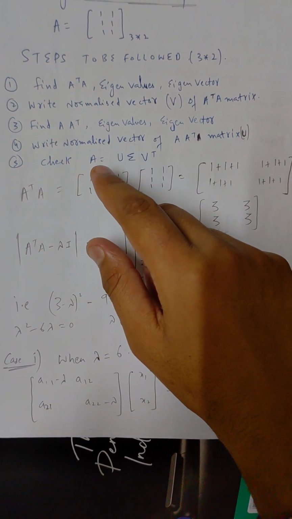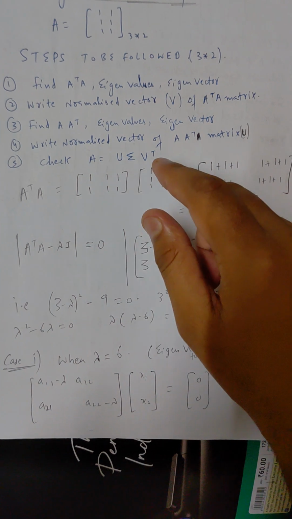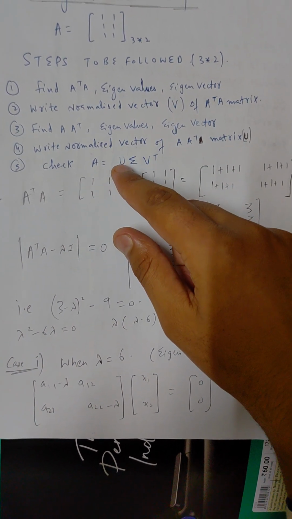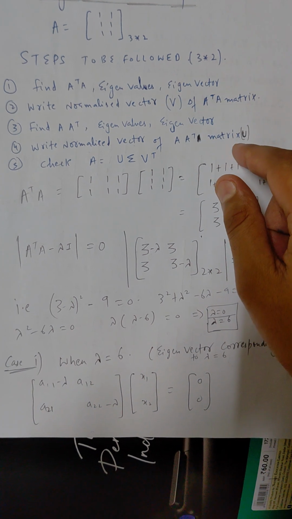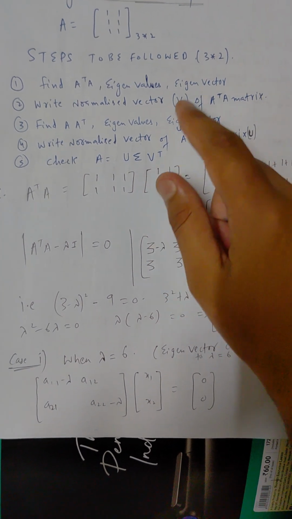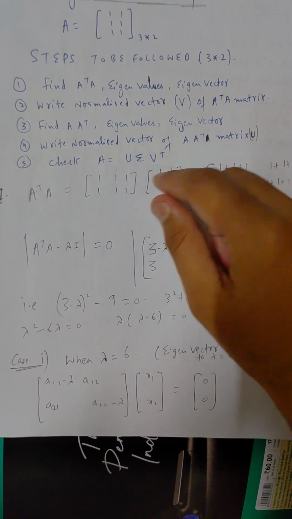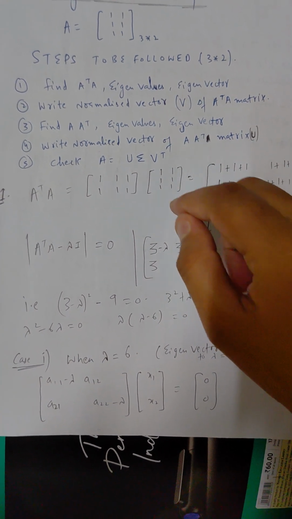At last we will take A equal to U summation V transpose. This is the U matrix that we have already found, and this is the V matrix that you find here. So we'll take the transpose and we'll calculate the summation at the last. I will tell you about that, so please stay connected.